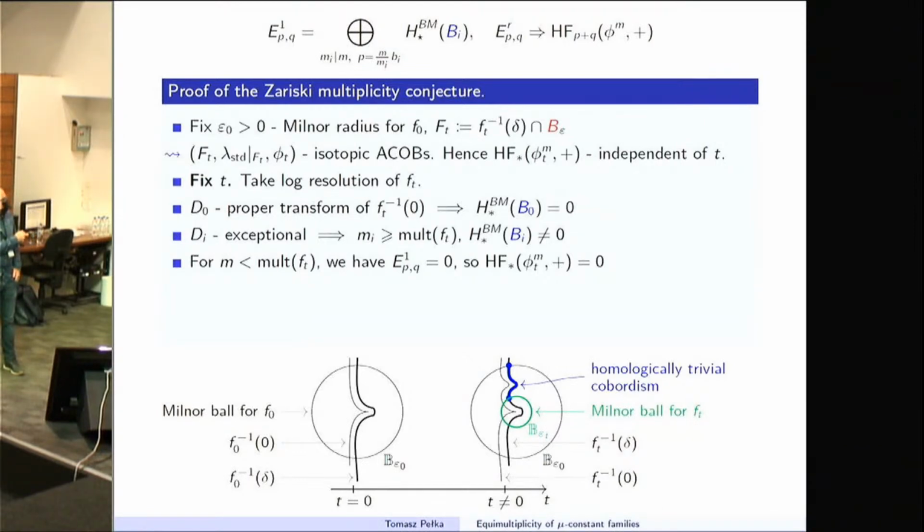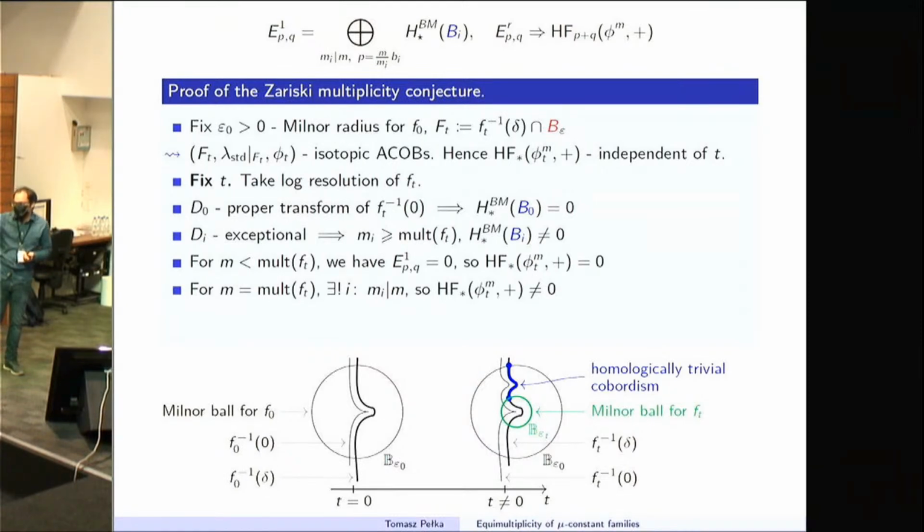And I've told you that the contribution from the proper transform is 0. So the Floer homology that I get is 0. And if I'm exactly at the multiplicity, I can arrange my resolution so that I only see one divisor here. Why? Well, I blow up at the singularity. I get something of multiplicity equal to the multiplicity of the singularity, and then I blow up at singular points. So I get bigger multiplicities. So only the first blow-up matters. So my spectral sequence has only one column, and as a result, it degenerates to something non-zero.